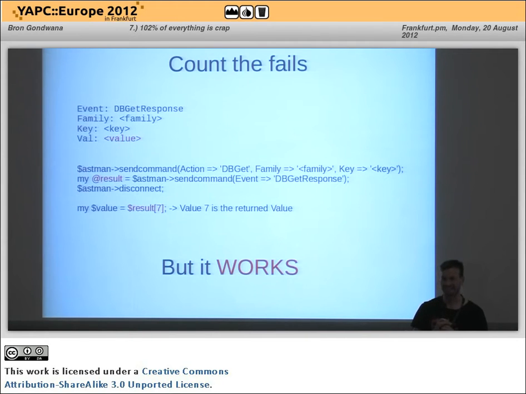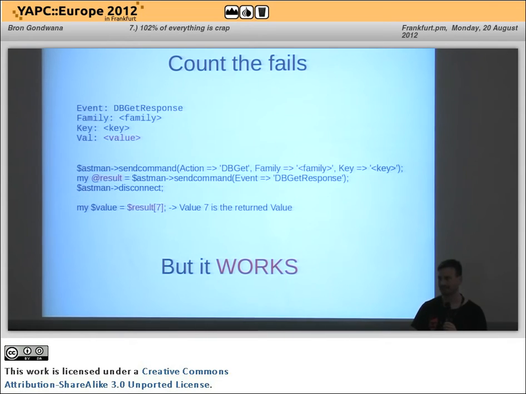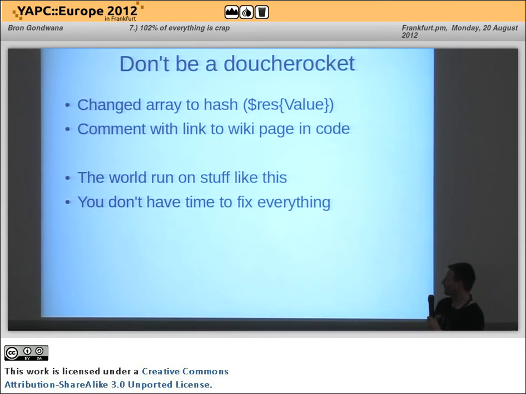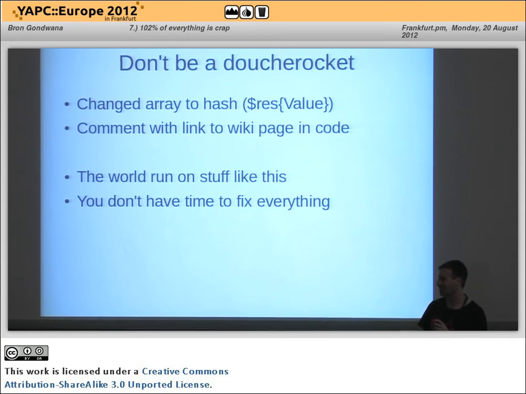The task is done. This is the talk that I sent to everybody at work to say, what do you think of this? And I got two questions back. The first one was, what's your point, Bron? Yeah, really, don't be a complete douche rocket. I changed the array to return a hash, and I get back the value. I put a comment in the code saying, here's a link to the wiki page, here's how the API works, and this is why it's this way. So at least the next person coming along can figure out what's going on.